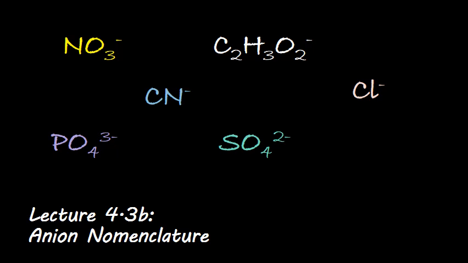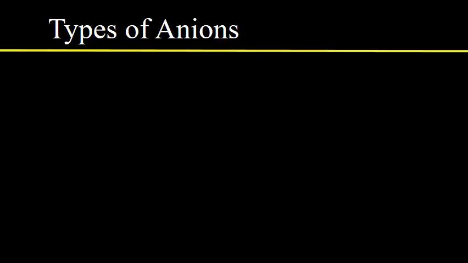All right, let's look at the nomenclature of anions. Okay, so first, just like we did with cations, we're going to break anions up into a couple of different groups. The first ones are simple anions. These are things where there's just one atom that carries a negative charge, like that. These will be very simple, as the name implies. That's why we call them that.